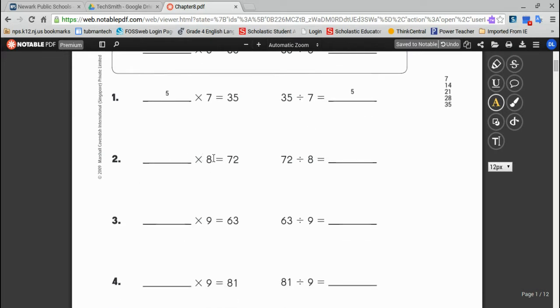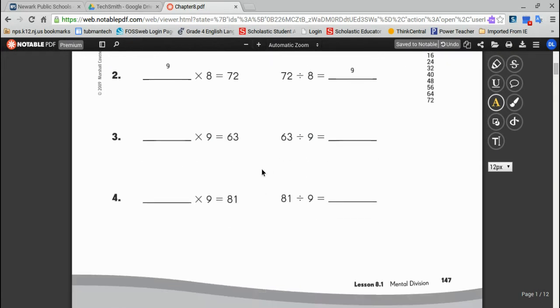Number 2, blank times 8 equals 72. So we're doing 72 divided by 8. So we need our 8 multiples all the way up to 72. So let's write them down right now. 8, 16, 24, 32, 40, 48, 56, 64, and 72. So here we go. Here's our 8 multiples. This is 8 times 1, 2, 3, 4 times 5, 6, 7, 8 times 9. So 8 times 9, or 9 times 8, equals 72. So 72 divided by 8 equals 9.